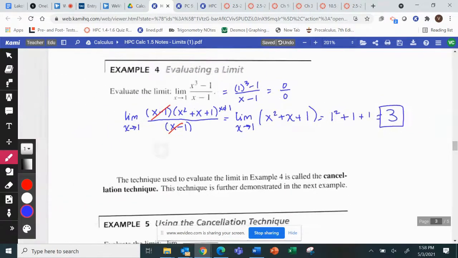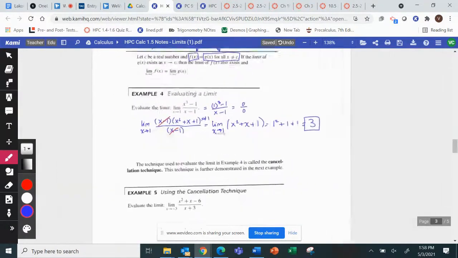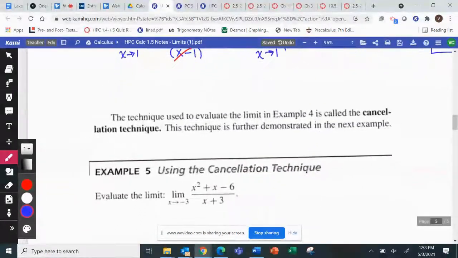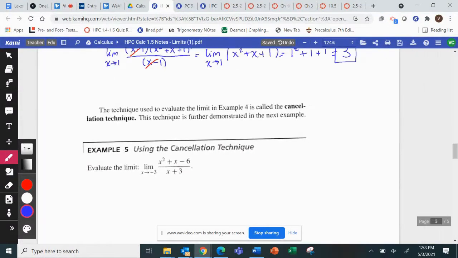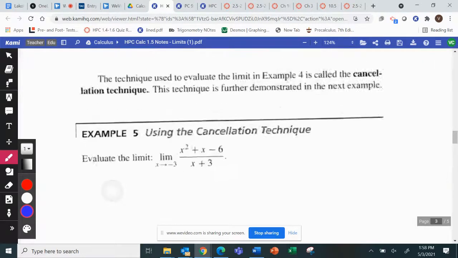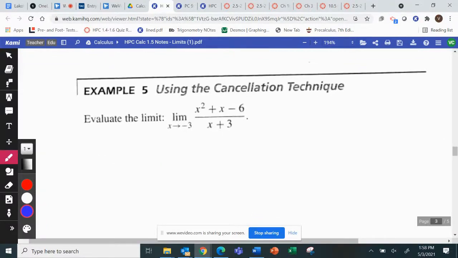So that's the, what's it called? I already forgot. Replacement theorem. The technique for the replacement theorem, what we did, is called the cancellation technique. The replacement theorem uses the cancellation technique. So here we go, using the cancellation technique.